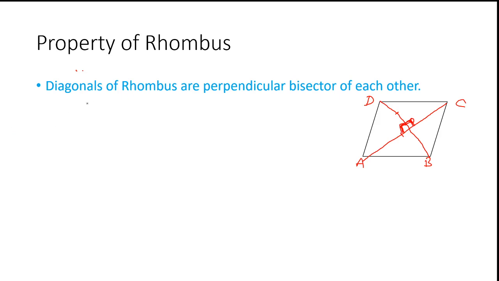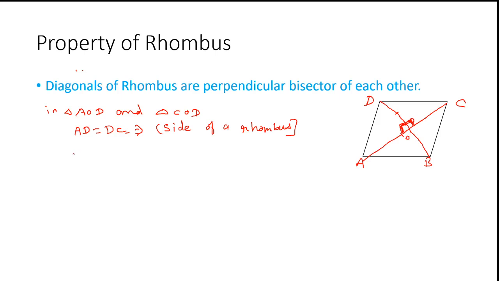So in triangle AOD and triangle COD, what is given here? AD is equal to DC, sides of a rhombus. All these are the sides of a rhombus. That means they should be equal.